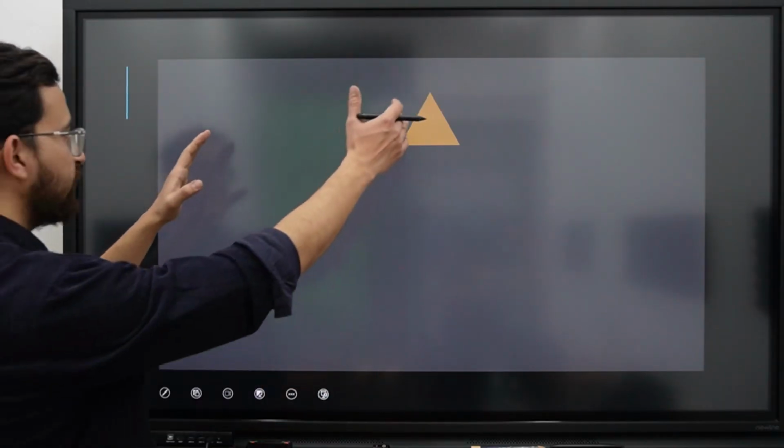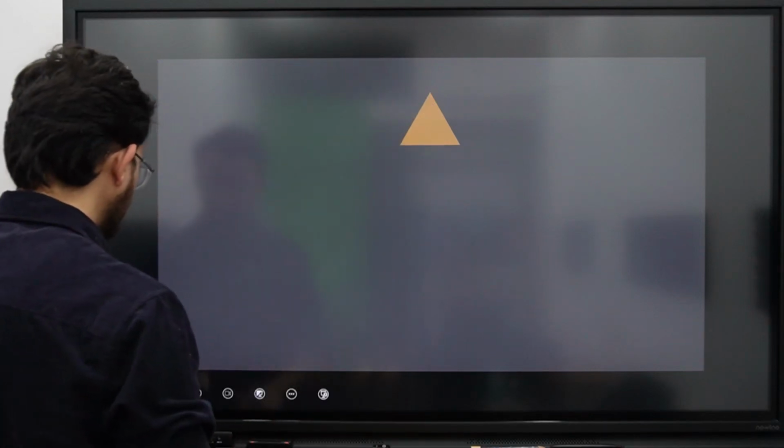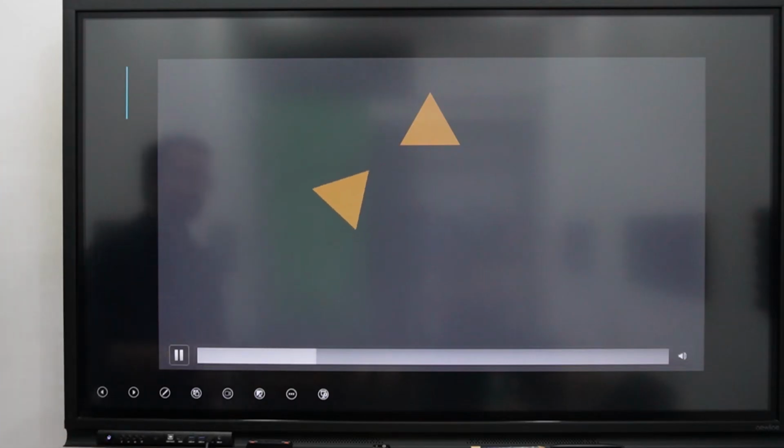Now let us look at this example. We are starting with a yellow triangle, and let us look at the animation.